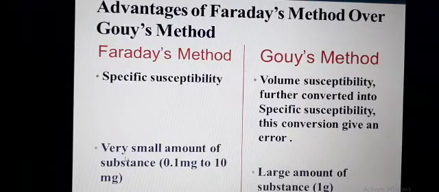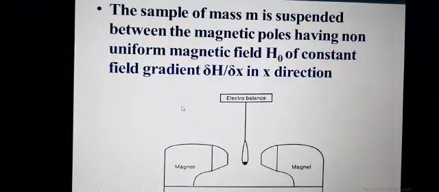In Faraday's method, the quantity of the substance that is used is very small, approximately 0.1 mg to 10 mg. Whereas in the Gauss method, the quantity that is used is high as compared to Faraday's method, approximately 1 gram. So next we will discuss what is Faraday's method.